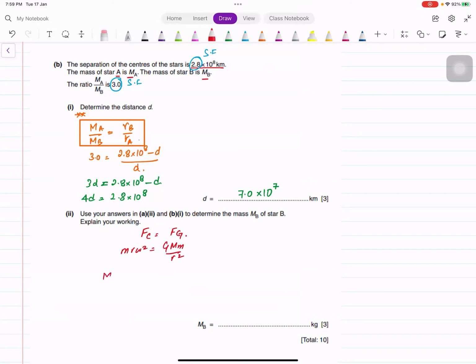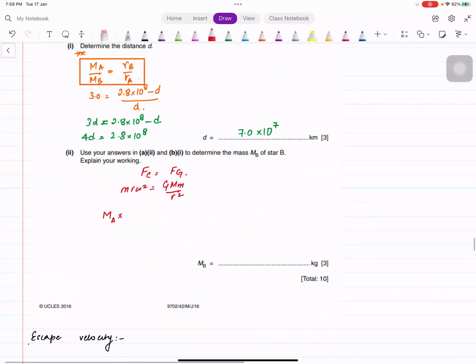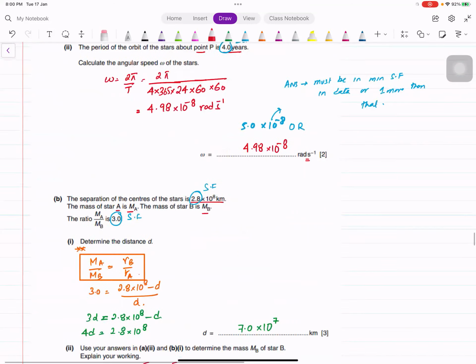So if I'm talking about MA, the radius would be RA in this case. RA was what? RA was D. So can I say this is 7.0 times 10 raised to power 7? But the issue is that this is in kilometers. I just realized. So you have to change it into meters. If I change it to meters, it's going to be 10 raised to 10. Times omega, which was 4.98 times 10 raised to power minus 8.